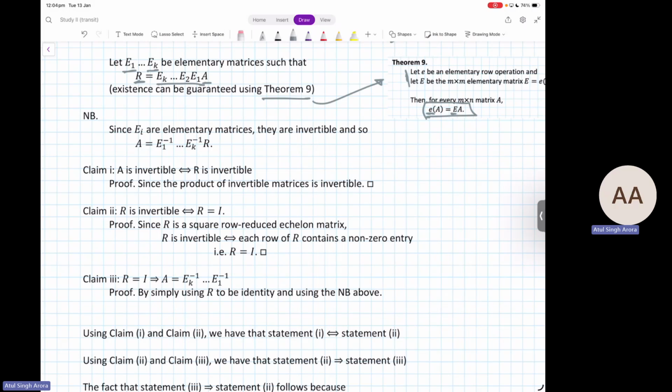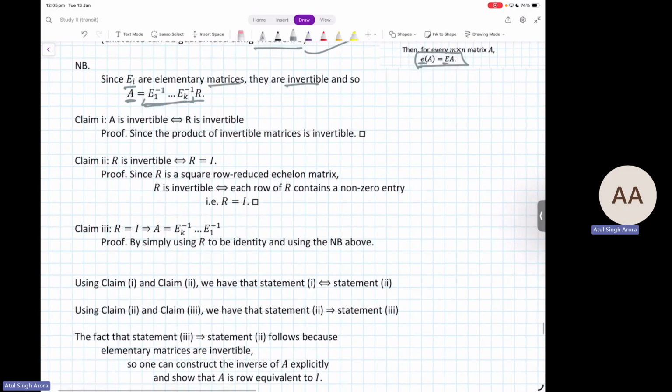So now note that the E sub i are elementary matrices and they are invertible, and so therefore capital A can be written as follows. We just proved that elementary matrices are invertible, and a moment ago we gave a proof of that fact. So now we can just multiply by their inverses to obtain this object. It's relatively straightforward.